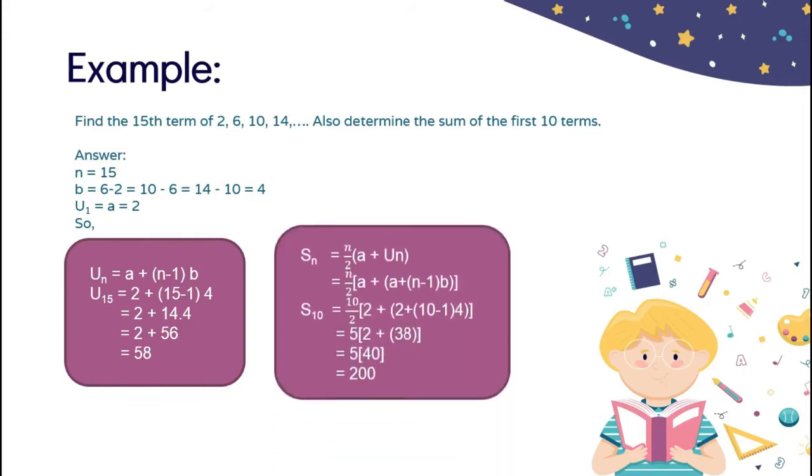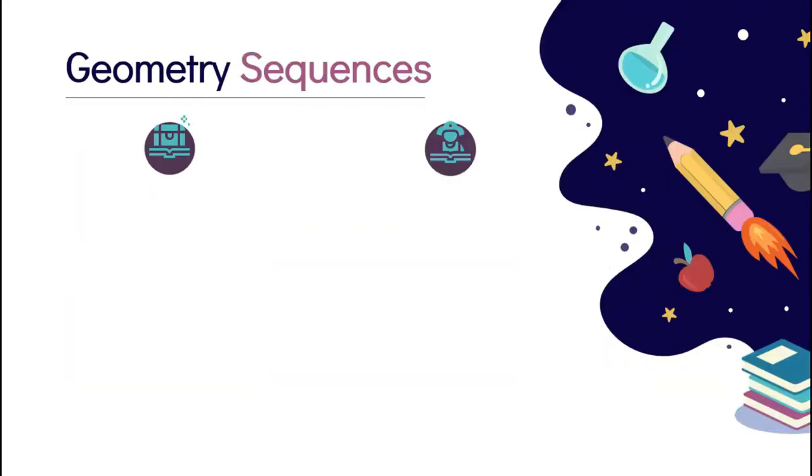Then Sn equals n divided by 2 multiplied by (a plus un), equals n divided by 2 multiplied by (2a plus (n minus 1) multiplied by b). S10 equals 10 divided by 2 multiplied by (2 times 2 plus (10 minus 1) multiplied by 4). Then operated to produce S10 equals 200. So the 15th term of 2, 6, 10, 14, ... is 58, and the sum of the first 10 terms is 200.